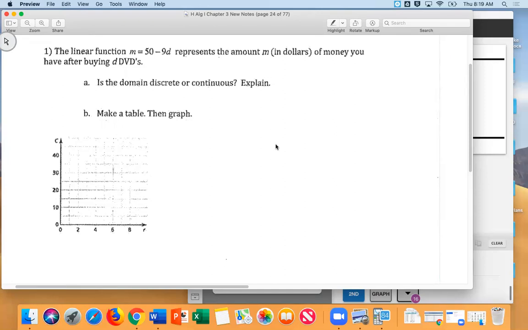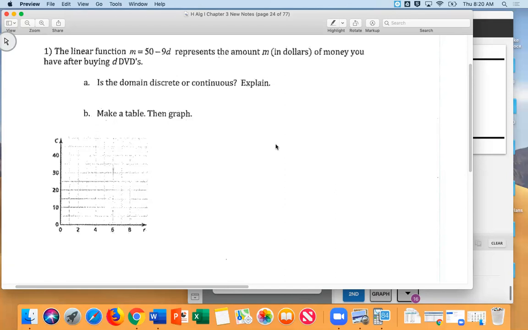And I'm going to pick on who's here? Delaney? Yeah. Delaney, all right, cool. Let me ask you this. Is the domain discrete or continuous? Do you think it's going to be smooth or it's going to be broken up? What do you think? Take your guess. Discrete. Yeah, very good. It's going to be discrete.